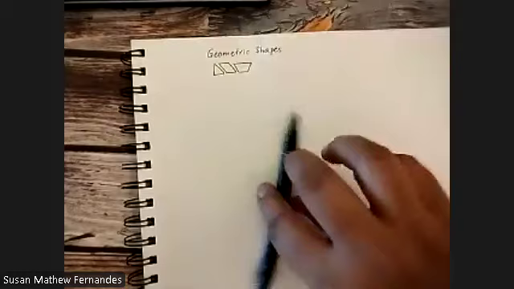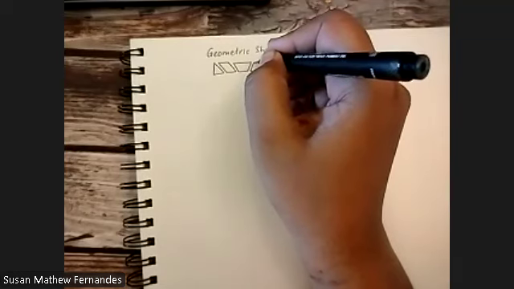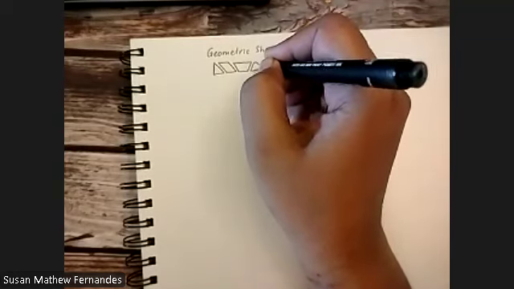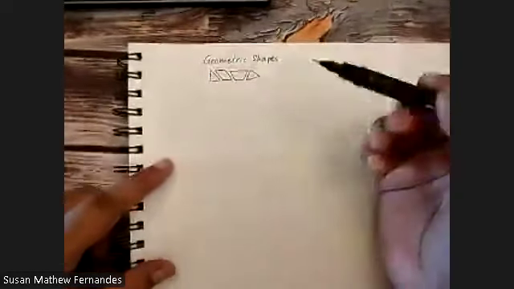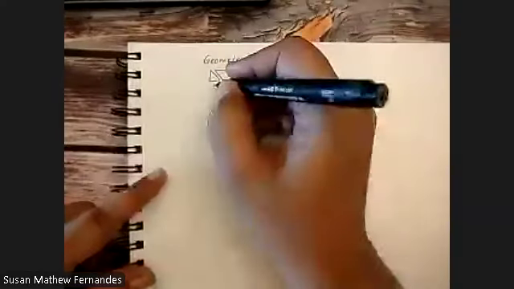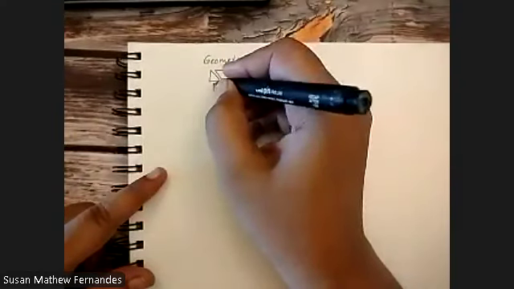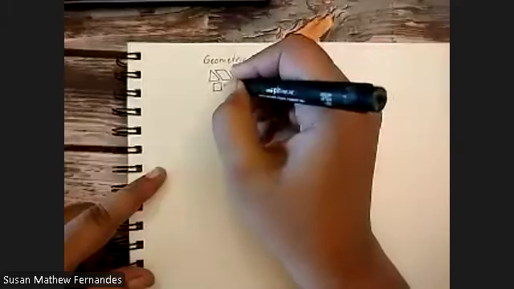There you go. So here are my geometric shapes. I'm using different shapes. Some of them may not be definable. A shape like this has no name for it, but we are going to consider putting it in the category of geometric shapes because it has an edge.